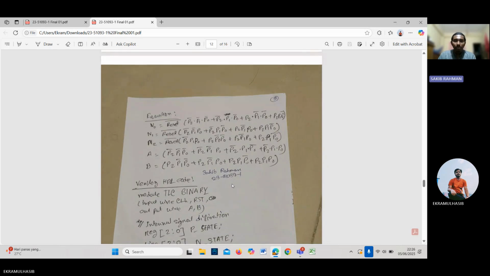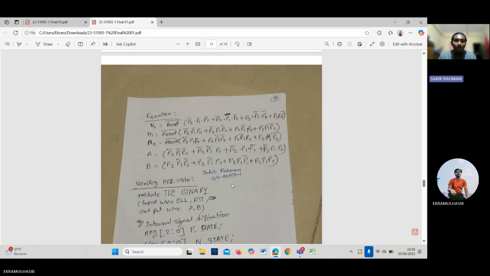We can show the equation. In the equation, next state 0 equals reset bar. As we can see in the equation, they take P2 bar into P1 bar into P naught bar plus P2 bar into P1 into P naught bar plus P2 into P1 bar into P naught bar plus P2 into P1 into P naught bar. Like this, we have got N1 and N2 and A and B outputs in P and P bar format.